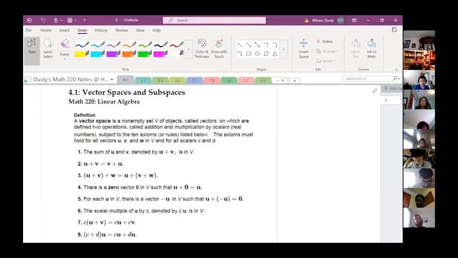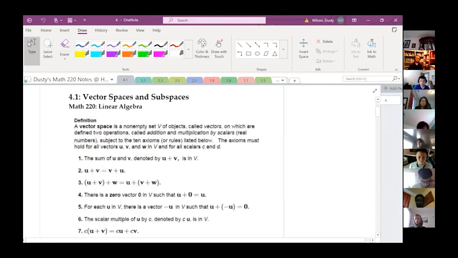So we're going to introduce a new concept called a vector space. Thanks, Croy. So this is on vector spaces and subspaces. And so we begin with kind of this abstract concept of what a vector space is. And there are these 10 different conditions that are all true for subspaces.